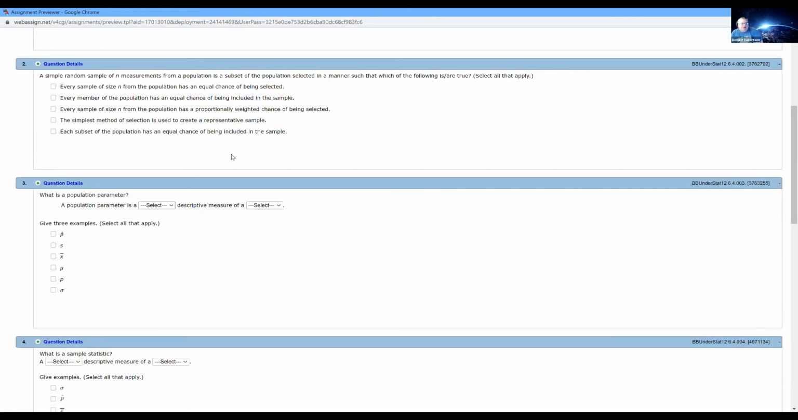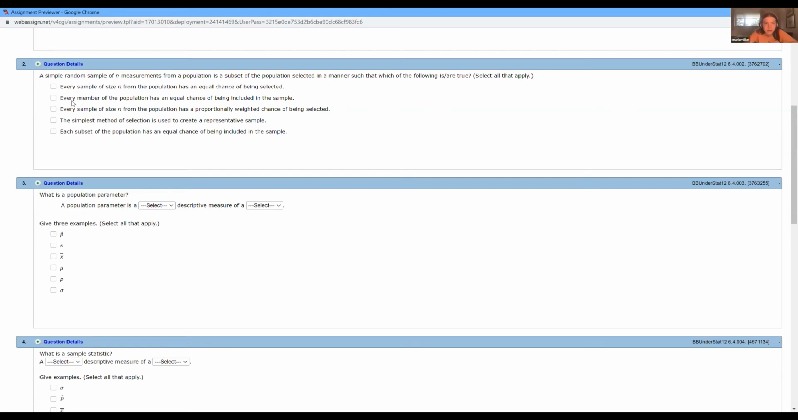Now, a simple random sample of n measurements from a population is a subset of the population selected in a manner such that which of the following is true. So do you know this is asking us what a simple random sample is, essentially? Which one of those dots, and maybe there's more than one, represents a feature that a simple random sample has.